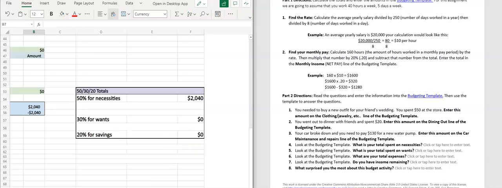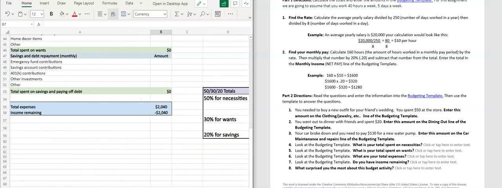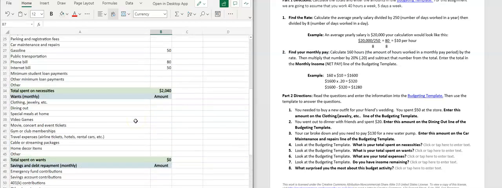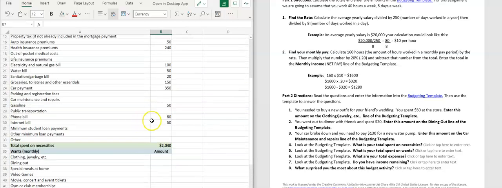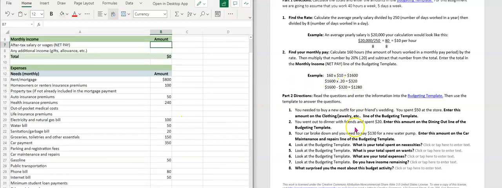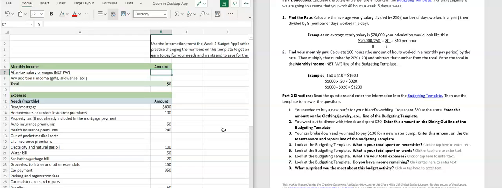And then I do have a little bonus activity if you want to just kind of play around with this budgeting template. So you don't need to upload the budgeting template for me. You can just record your answers on the Word document assignment and save this budgeting template, because we will be revisiting it throughout the course.